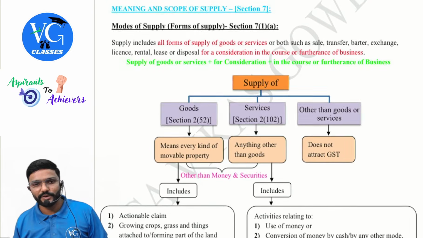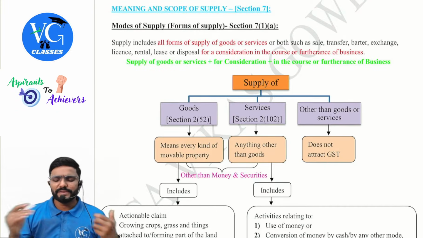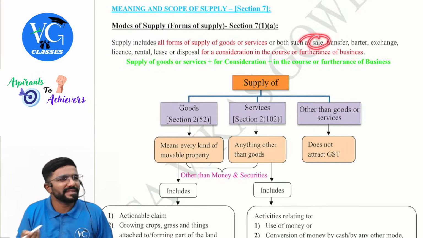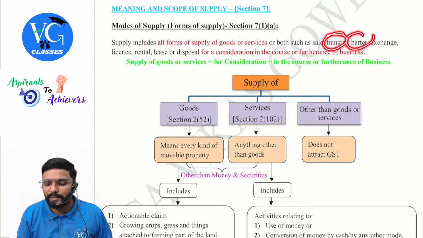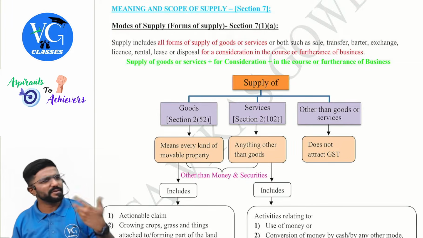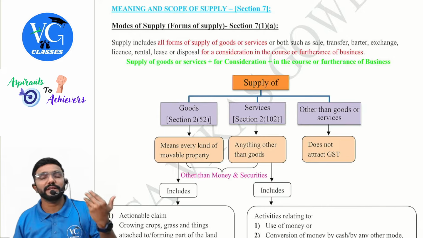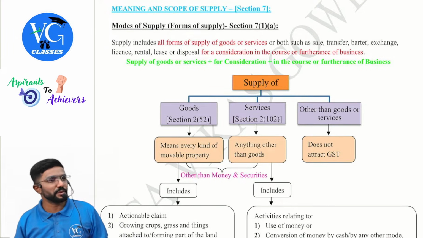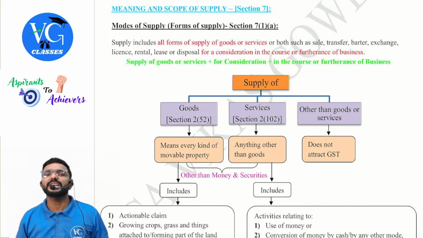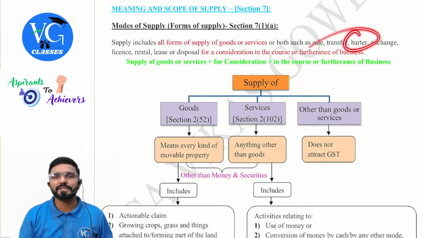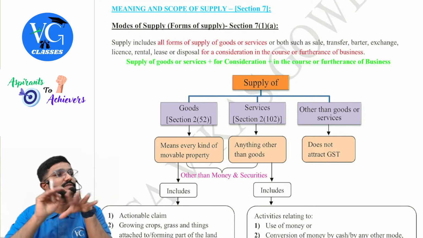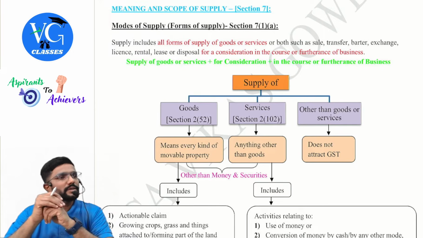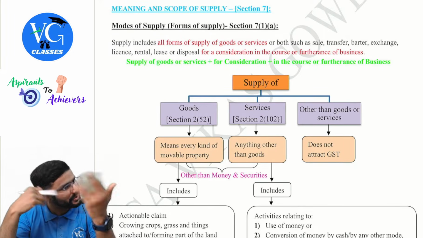Okay, sir, we will satisfy. Don't worry. Now, they have given some examples. Sale, we know. What is transfer, barter, exchange? Transfer is also used in income tax, especially under the capital gains head. Here, transfer is nothing but sale. Barter means we exchange goods or services without money involved. Is it a supply for both of us? Yes.